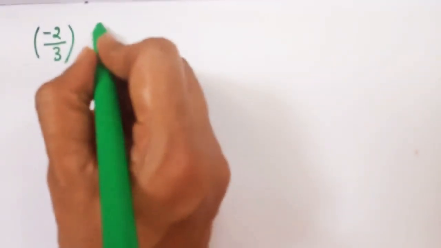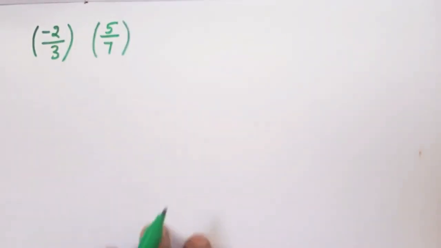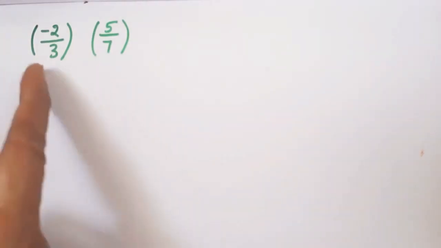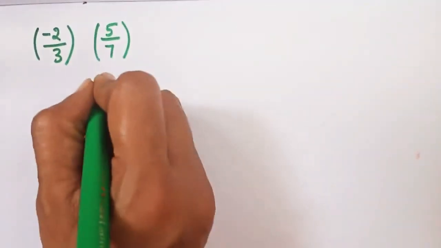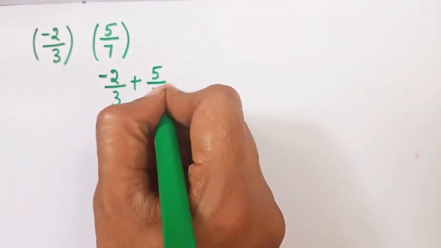To check this, let me take two rational numbers here. One will be -2 by 3 and my other rational number will be 5 by 7. Okay, so to check whether addition is commutative or not for the rational numbers, here my A and B are these. I need to add both of them. So let me add them. -2 by 3 plus 5 by 7.